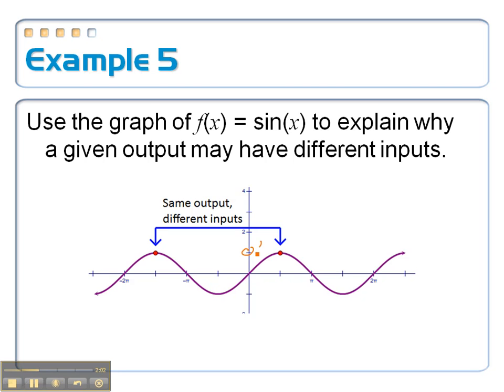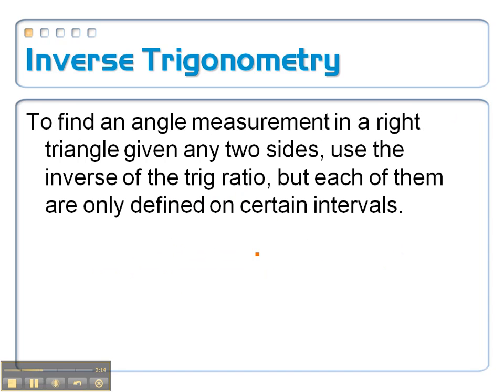So if I were going to work backwards to try to find an angle measurement when I knew the ratio, there's a whole bunch of angle measurements that could possibly work. And that's a big problem. Okay? So to find an angle measurement in a right triangle, given any 2 sides, we want to use the inverse of the trig function. But before we define it, we have to say what interval it works on. We have to restrict it.